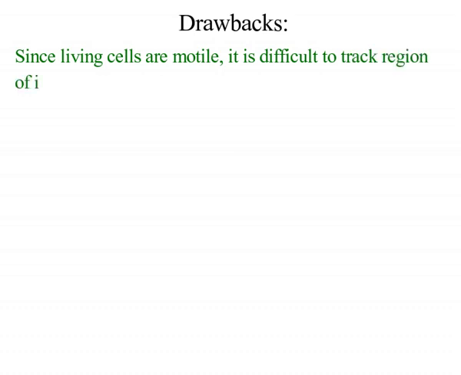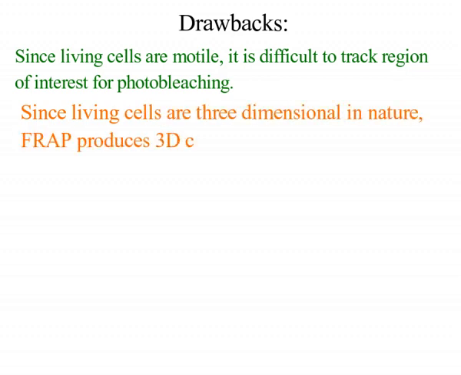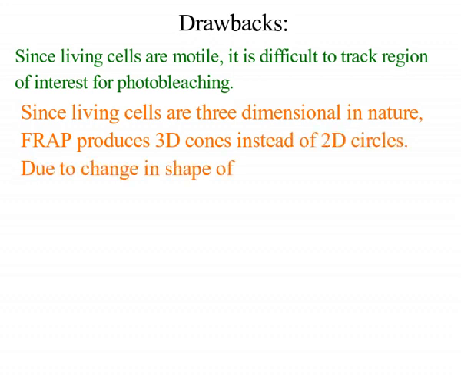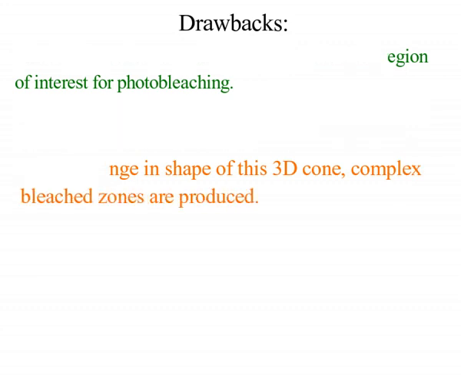Drawbacks. Since living cells are motile, it is difficult to track the region of interest for photobleaching. Since living cells are three-dimensional in nature, FRAP produces 3D cones instead of 2D circles. Due to change in the shape of this 3D cone, complex bleached zones are produced.